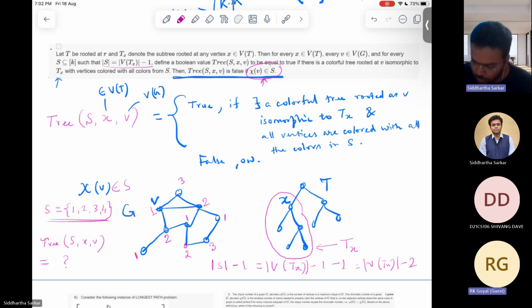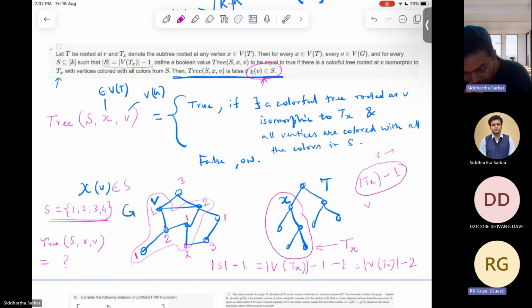So what is the size of the subtree that we are looking at? The size of the subtree has to be mod Tx. So the subtree is rooted at V, and V is given a color. So now you're left with mod Tx minus one vertices, and these many vertices you want to color using only Tx minus two colors. By mod Tx, I mean the number of vertices of Tx.